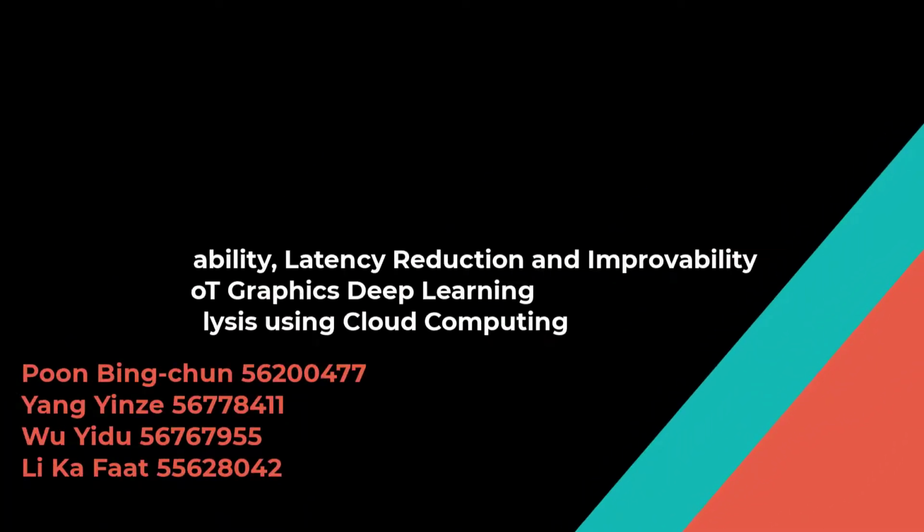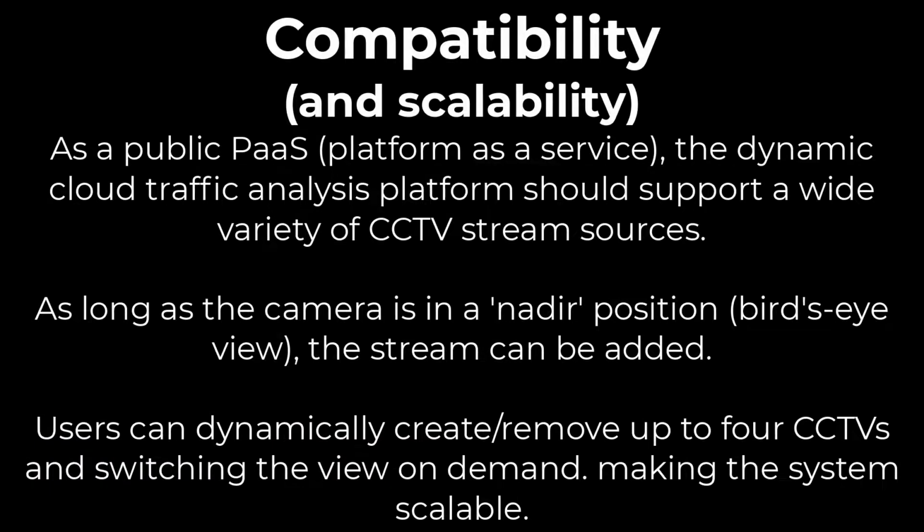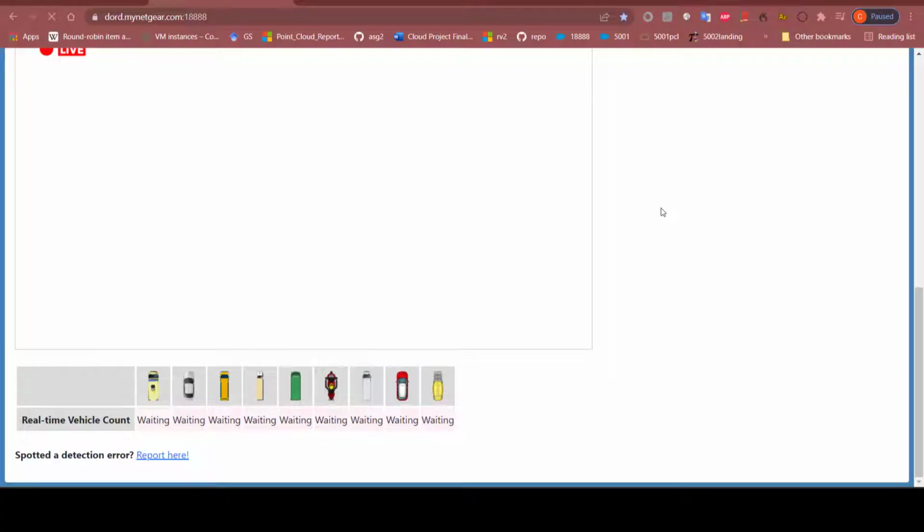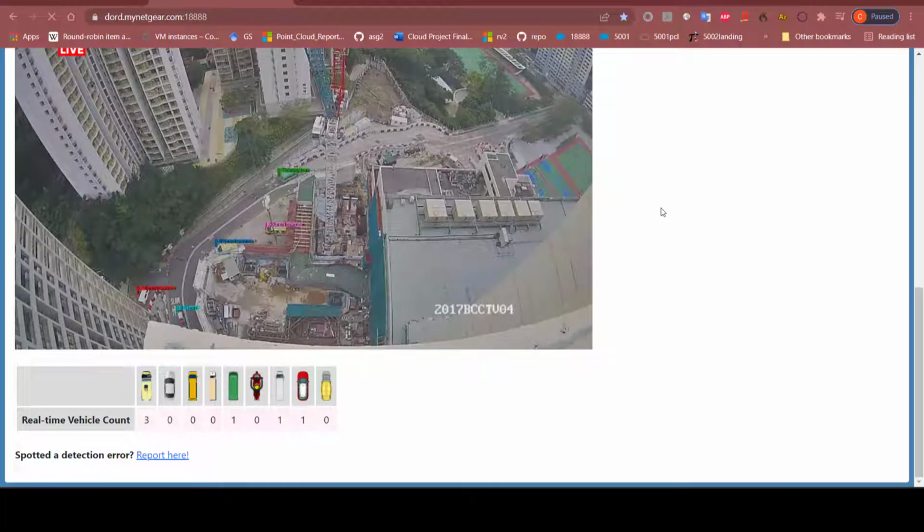Welcome. In this project, we built a real-time IoT graphics deep learning traffic analysis system using Amazon's GPU instances. As a research topic, we studied the scalability, latency reduction, and improvability of such systems. Our first research topic is compatibility. As a public PaaS, platform as a service, multiple users can add distinct CCTV stream URLs in the common platform.